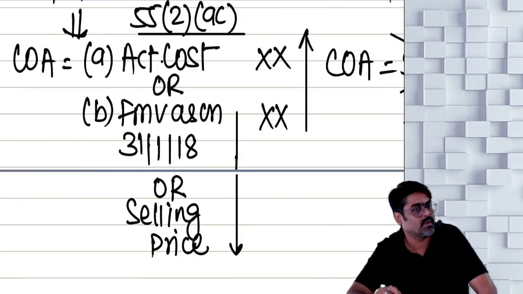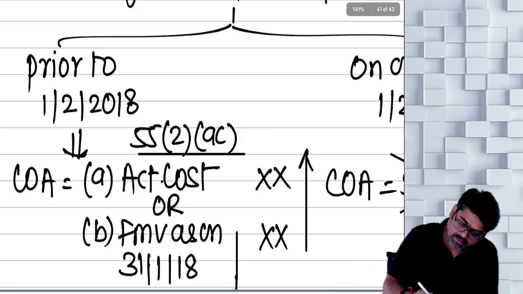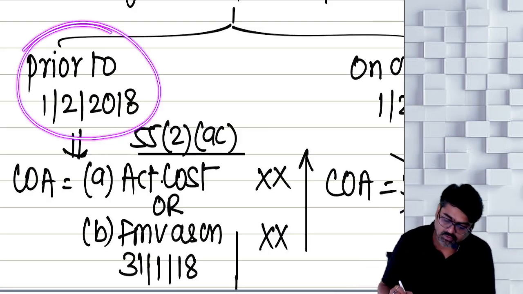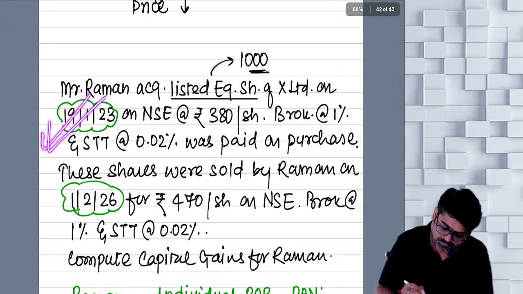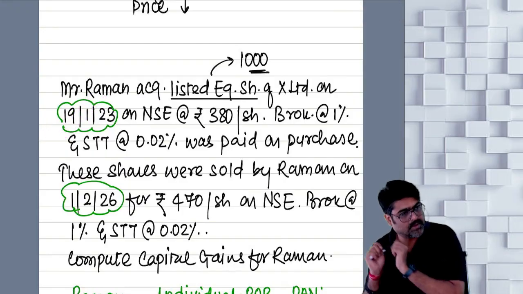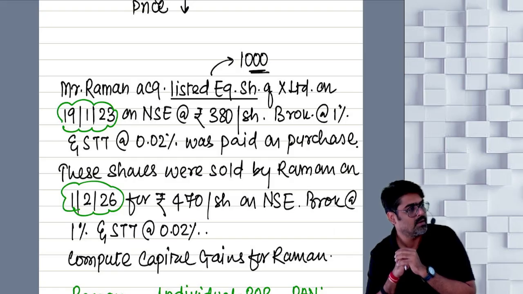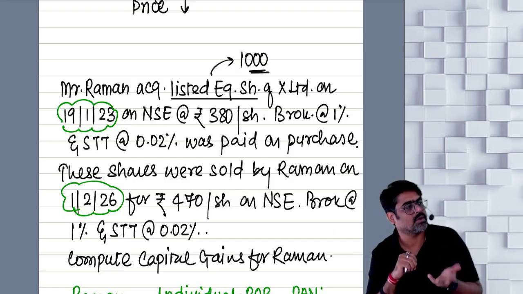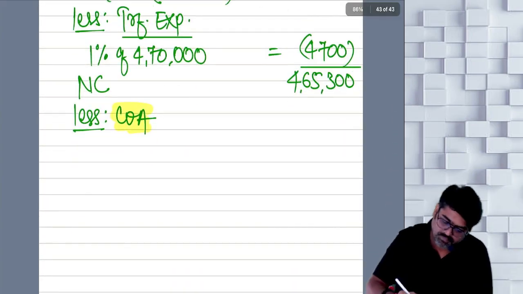But your fair market value cannot be more than selling price. Yes or no? Can you apply this? You can apply this only if the shares are acquired prior to 1st February 2018. Now in your question, check the date. When were these shares acquired? On or after 1st February 2018, 55 to AC is not applicable. You are supposed to take the actual cost only as cost of acquisition. Understood? So what cost of acquisition are you going to take here?